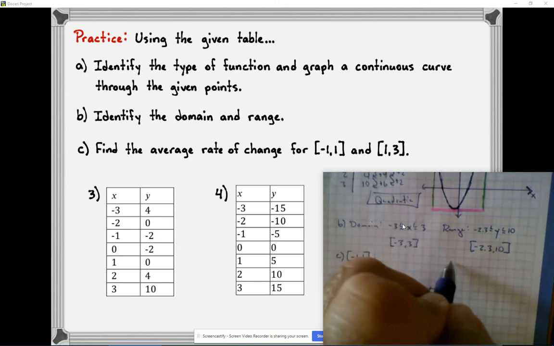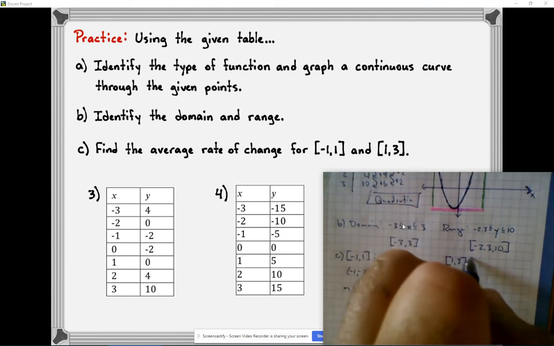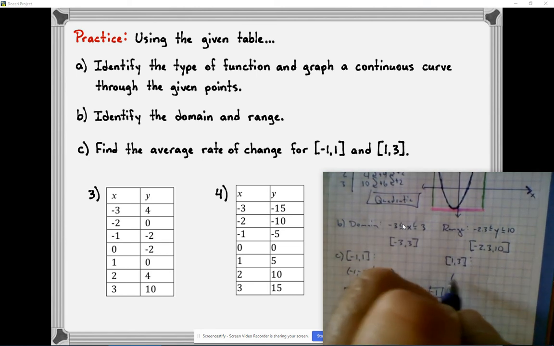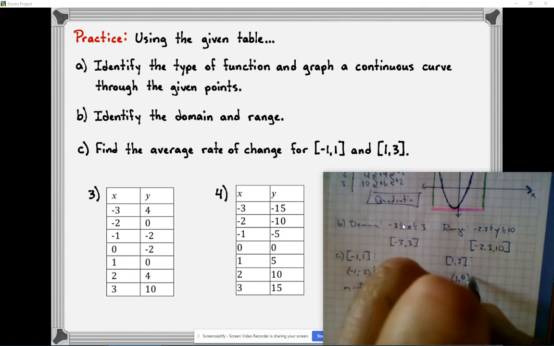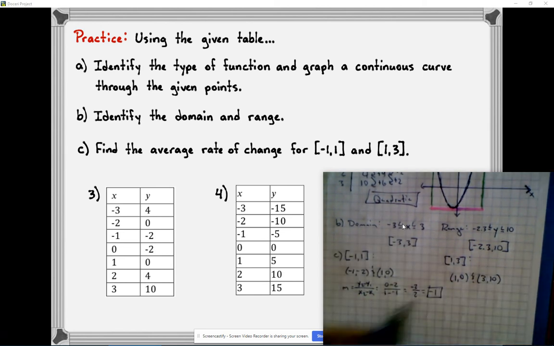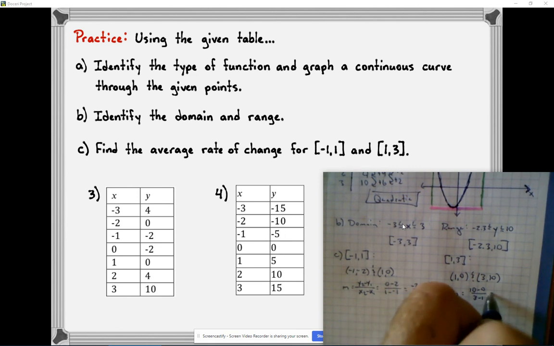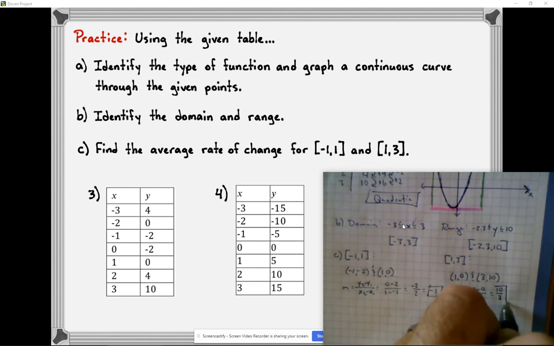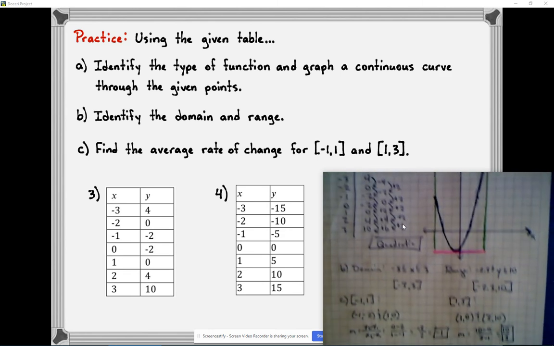Okay, and then for our other interval, which is from 1 to 3, identifying those coordinates, the first coordinate is 1, comma 0. Our next coordinate is 3, comma 10. And so finding the slope there, that's going to be 10 minus 0 over 3 minus 1, which is 10 over 2, or 5. All right, so that is number 3 there in its entirety.